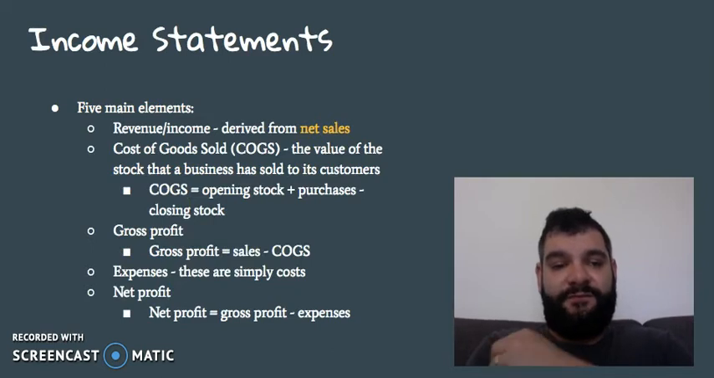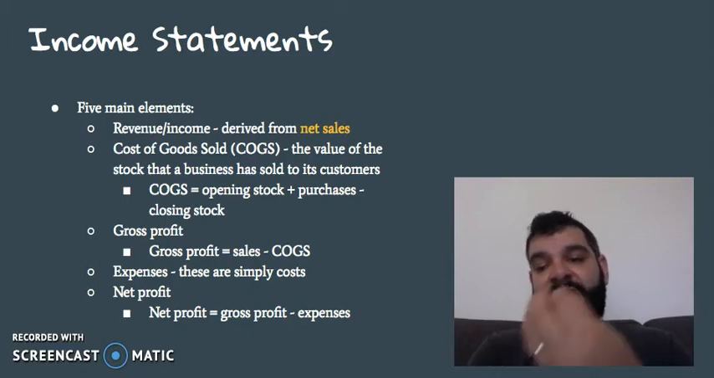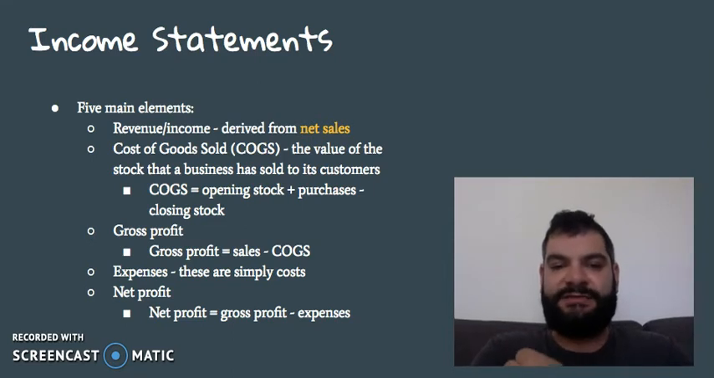So, looking a bit more in depth at income statements, there are 5 main elements of an income statement. The first being revenue or income, so money coming in, and this is derived from net sales. So, very basically, how much money is coming into the business based on selling products.